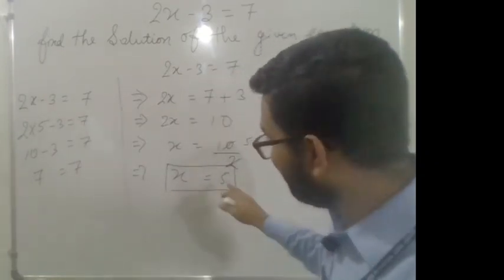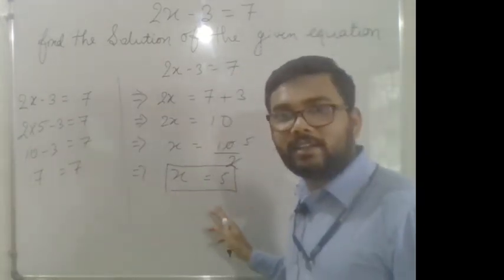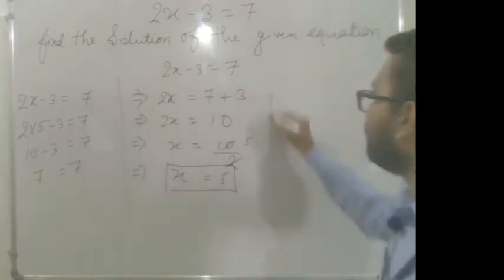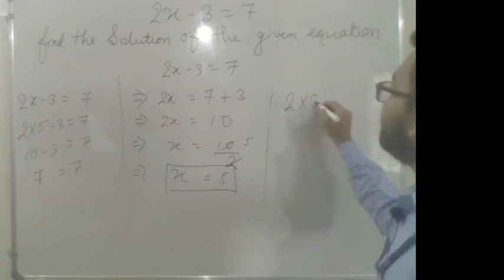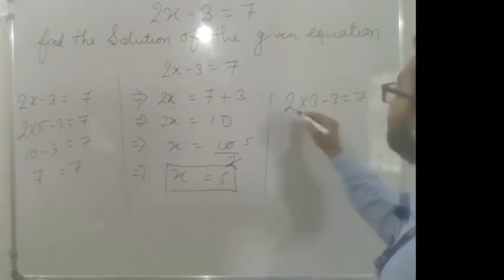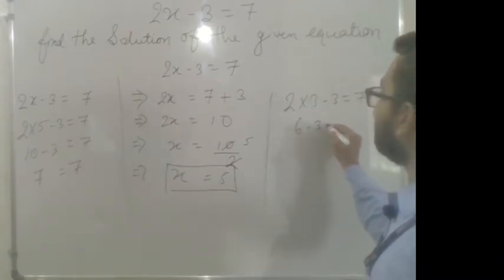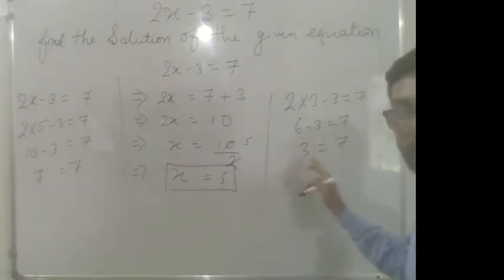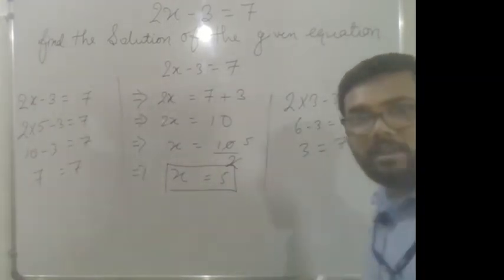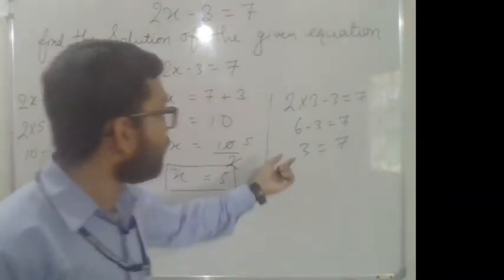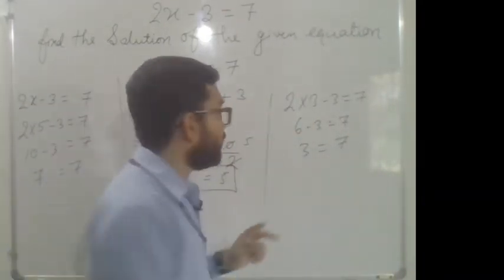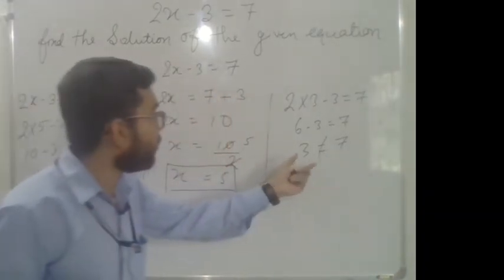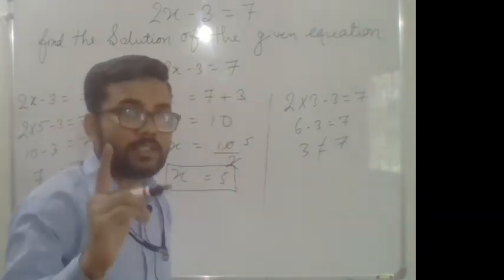If you get 3 here and put the value 3 in place of x, what do you get? 2 into 3 minus 3 is equal to 7. 2 into 3 is 6, minus 3 is equal to 7. 3 is equal to 7? Is it possible that 3 is equal to 7? No, it is not possible. 3 is not equal to 7. It means the value x is equal to 3 is wrong.